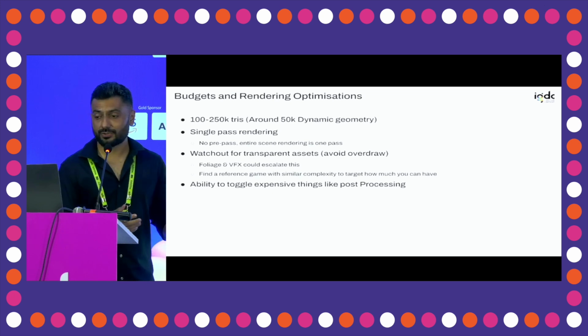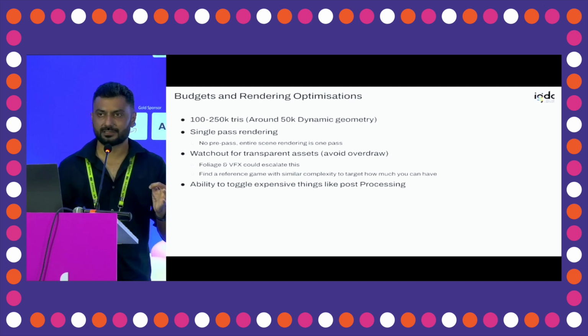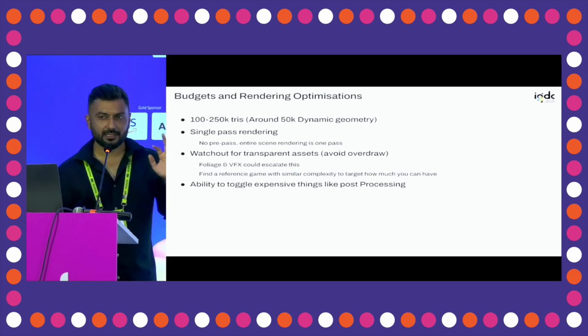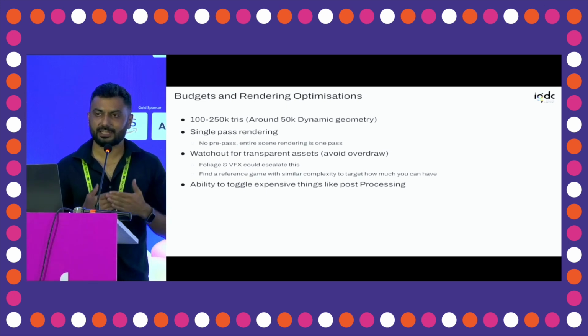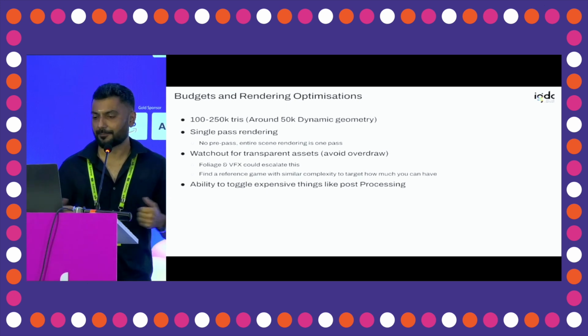We strictly do single pass rendering. What it means is no pre-pass. The entire scene is rendered in a single pass. We also introduce Bloom, which is multi-pass, but we make sure that the entire rendering is single pass, especially for mobile.